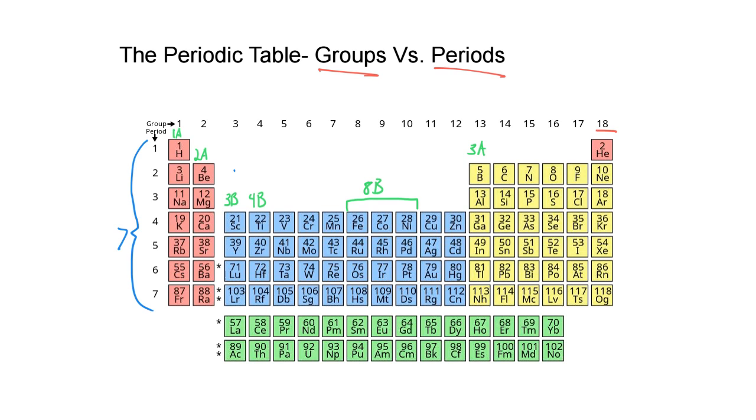We won't use that group numbering, but just know that that group numbering is supposed to help you more quickly tell how many valence electrons an element might have. But we'll just always go 1 through 18 when I'm talking about the groups.